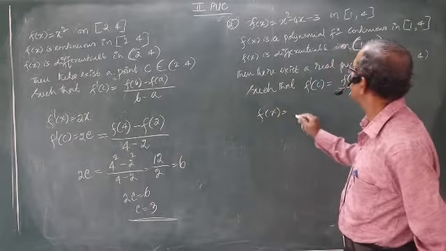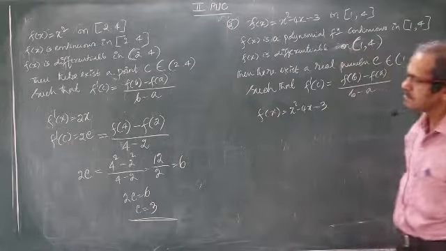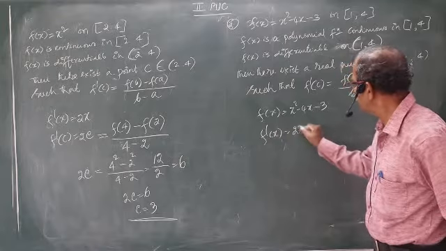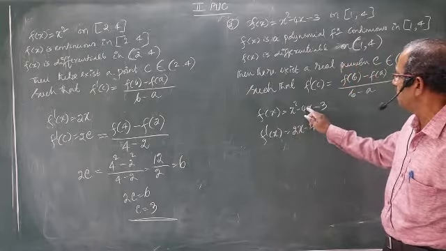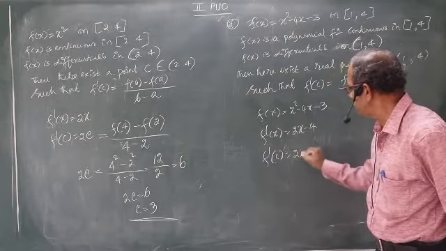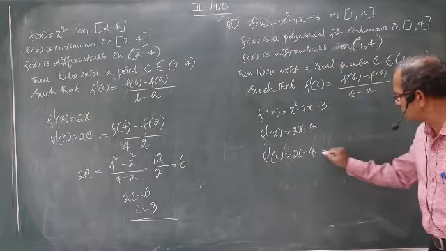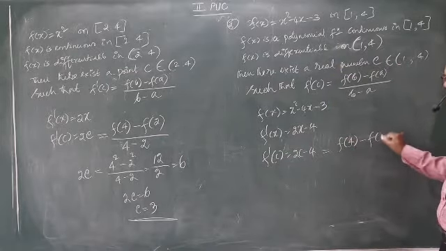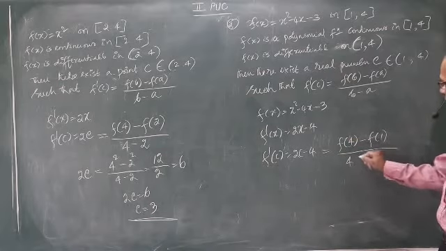f of x equal to x square minus 4x minus 3. f dash of x equal to 2x minus 4, derivative of x square is 2x, derivative of 4x is 4. f dash of C equal to 2c minus 4. This should be equal to f of 4 minus f of 1 divided by b minus a.